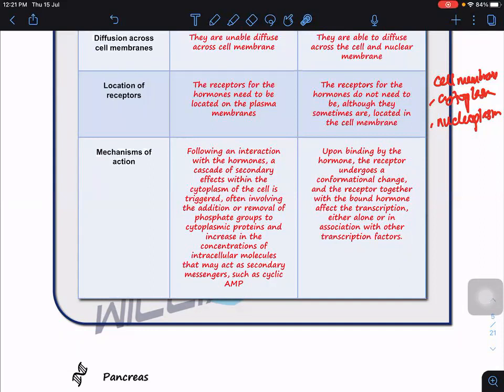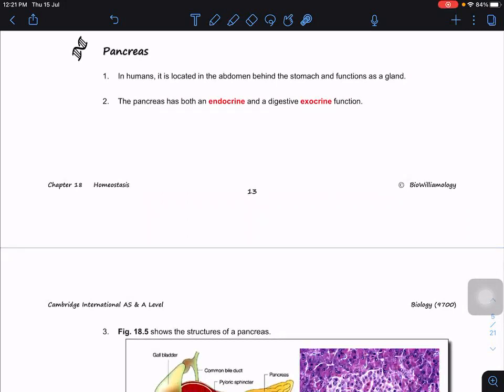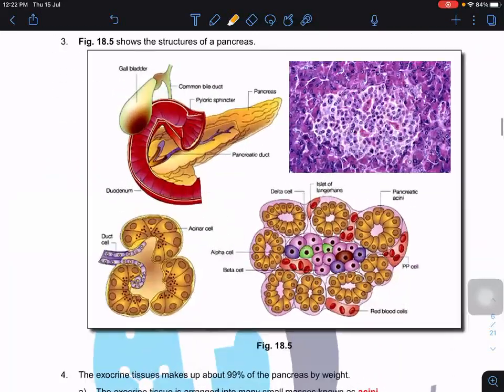Okay. So since we're going to talk about glucagon and insulin, we cannot run away from the pancreas, because the pancreas is the one that actually releases glucagon and insulin. Okay. In humans, you can find the pancreas in the abdominal cavity. The pancreas is special because it can act as an endocrine as well as an exocrine gland. So look at the diagram here.